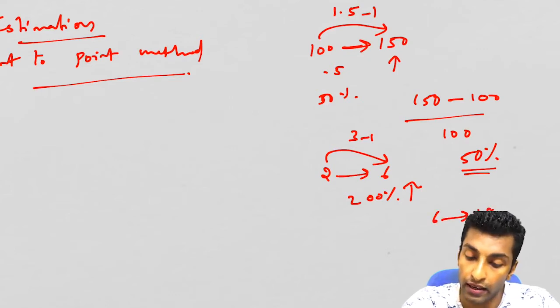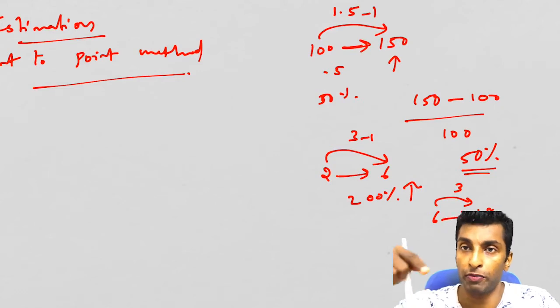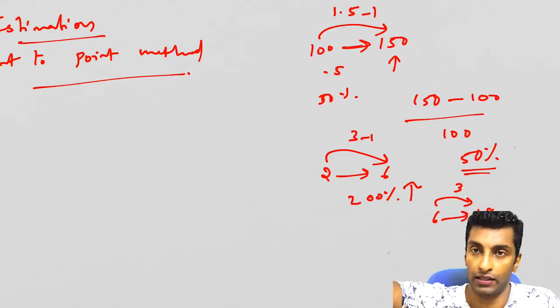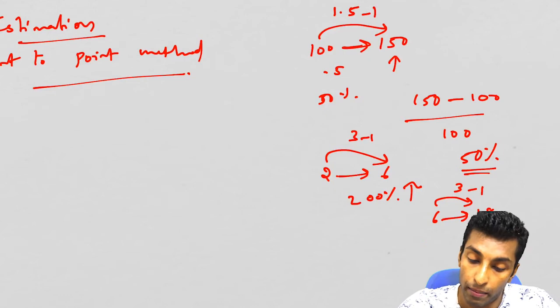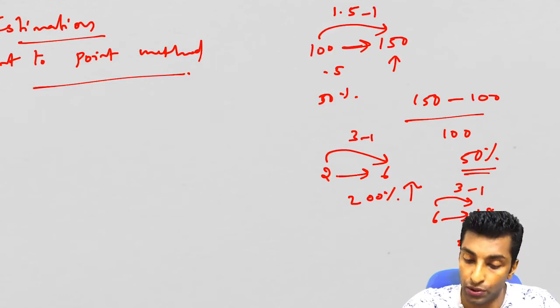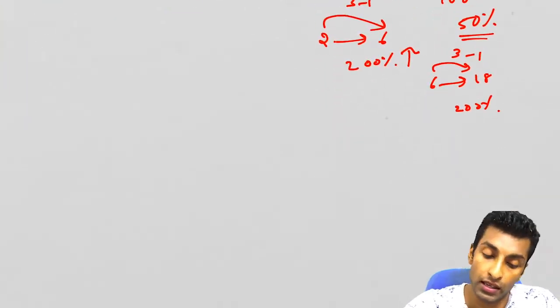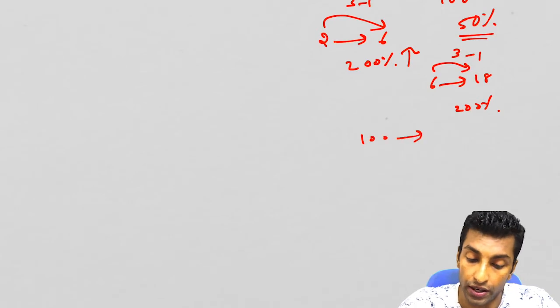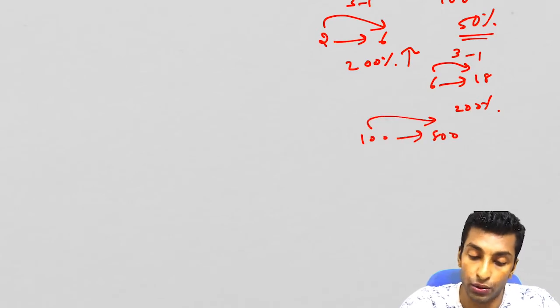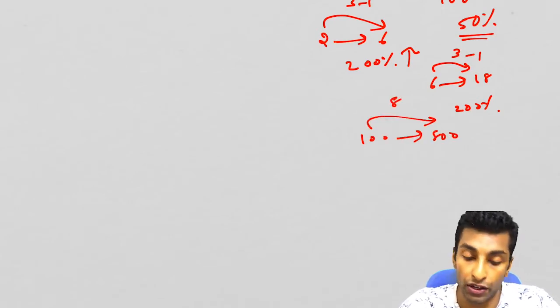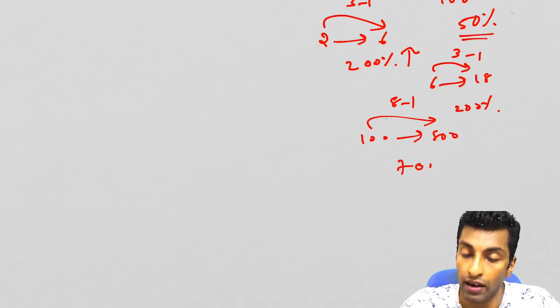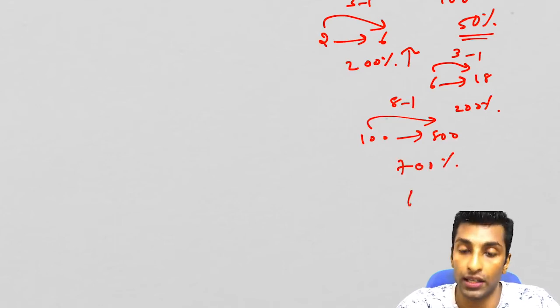So 6 to 18, you can see here the factor of multiplication is 3. Factor of multiplication means 18 divided by 6, or 6 into what will give you 18? Minus 1, when you do, you'll get 2, add 2 zeros, you'll get 200 percentage. Or we have discussed 100 to 800. So you can see here 8 is the factor of multiplication, so 8 minus 1, 7, add 2 zeros, 700 percentage change there.